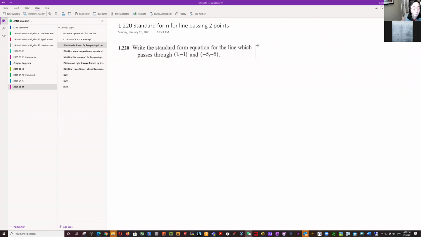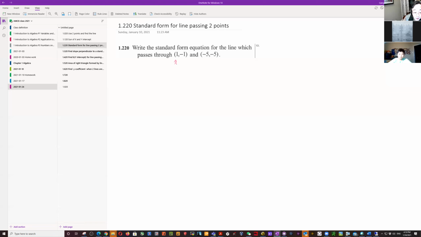So basically for this problem, write a standard form equation for the line which passes through those two points. Given 2 points, to find the equation is not very difficult. First, we need to find out the slope passing through those points. The way to do this problem is that you first label it.